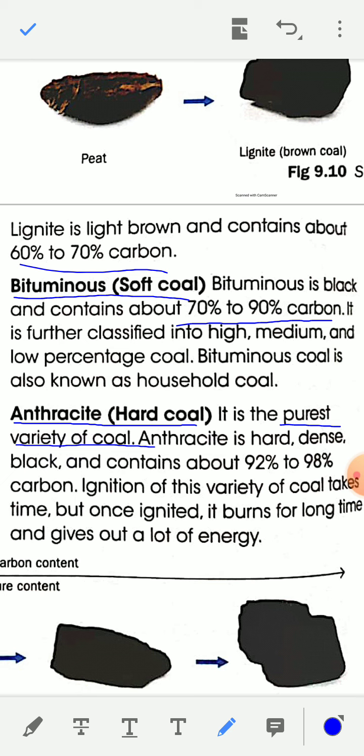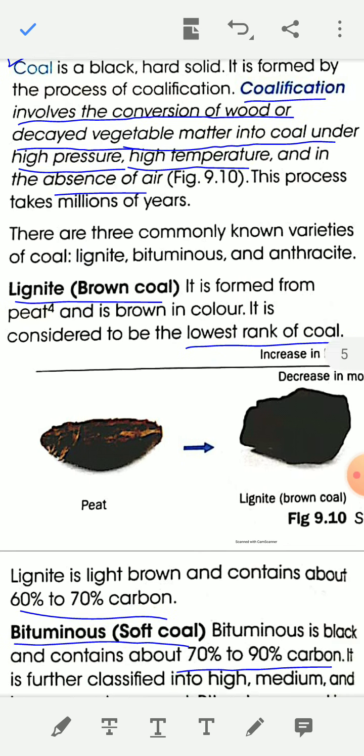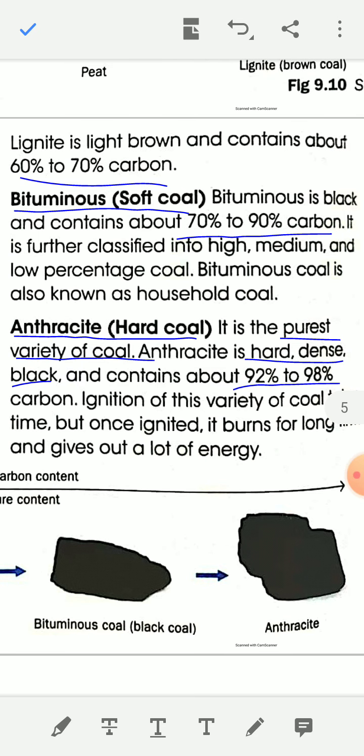It is hard, dense, black, and contains about 92 to 98% carbon. So in anthracite coal, the percentage of carbon is maximum, 92 to 98%, and the percentage of carbon is minimum in lignite coal, 60 to 70%. In bituminous coal, the percentage of carbon is 70 to 90%, and in anthracite, 92 to 98%.